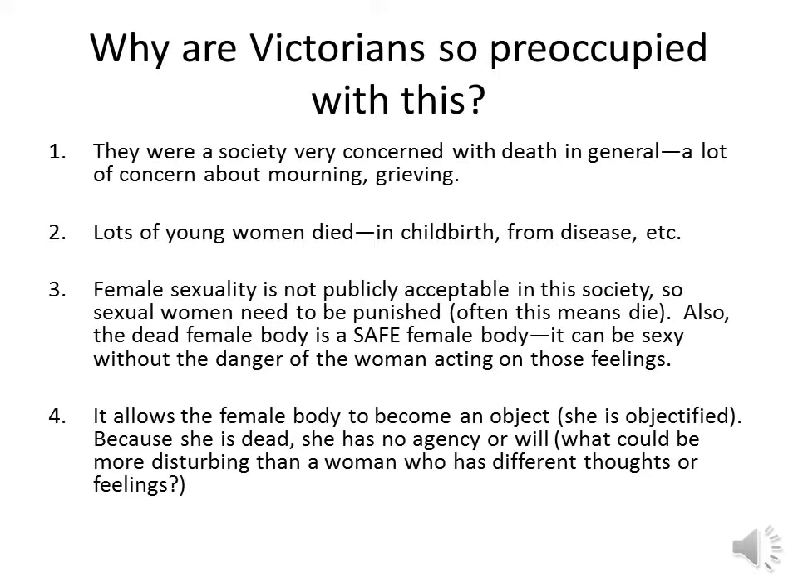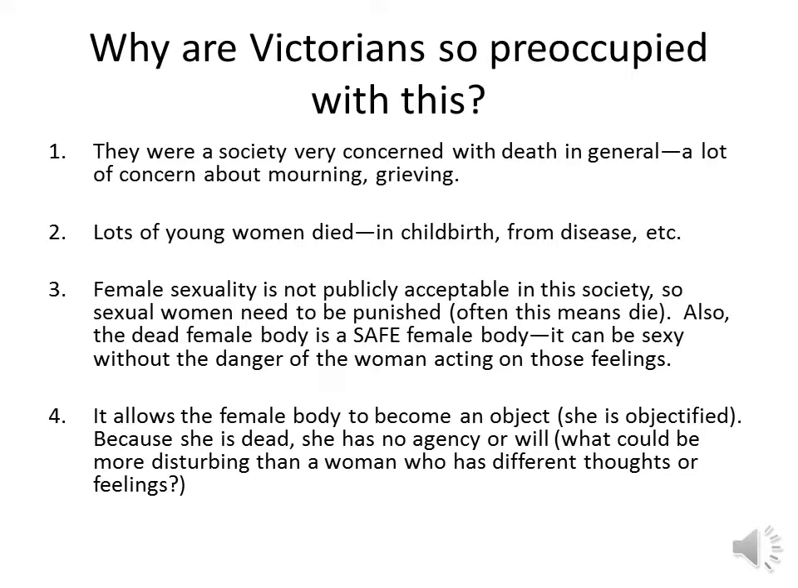So either we have women who were publicly sexual in some way, who then are punished by dying. Or we have a beautiful woman who, once she's dead, can be sexy. It's safe for her to be sexy once she's dead because she can't fall. So a lot of this is tied up with the anxiety about fallen women. And you only have to think about a lot of 19th century textual works where a woman who has sex or is sexual in some way is punished, usually by dying.